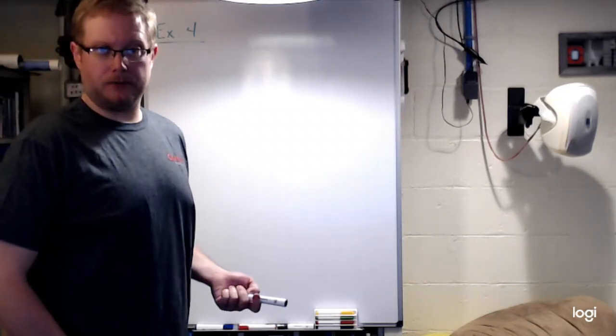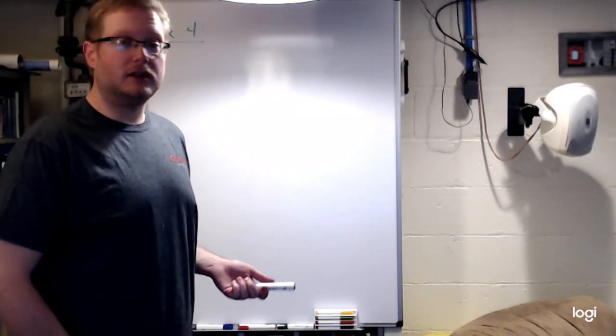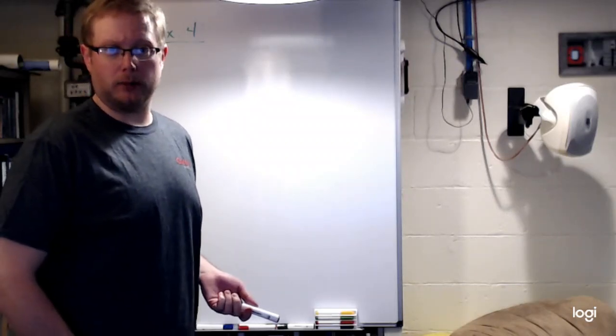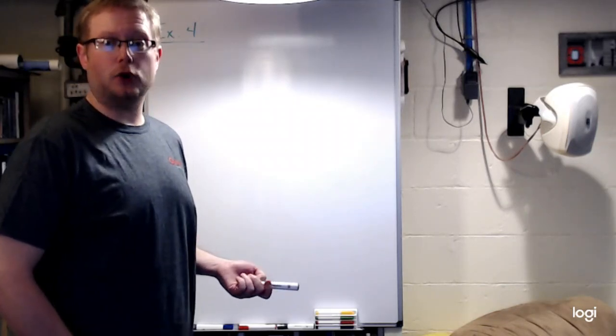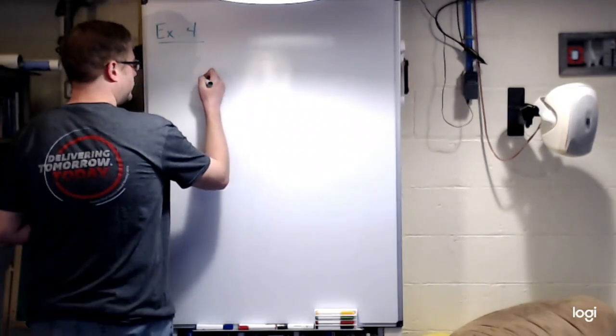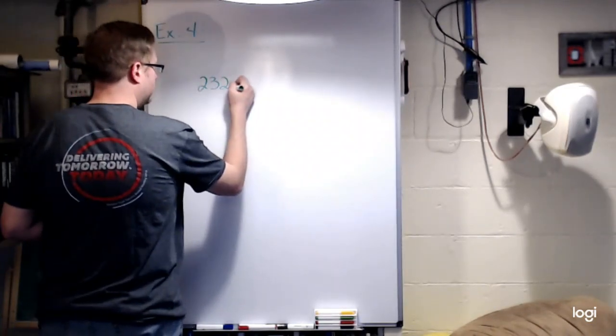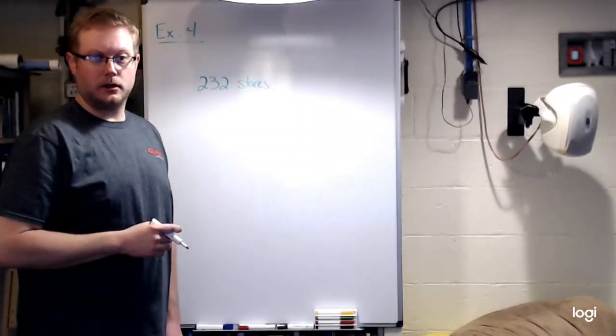Where's our ratio? Go back and look at the information. What are our facts? That's what we do when we look at a word problem. So rereading the problem, it says the retailer has opened 232 stores. That's our first fact. Okay?